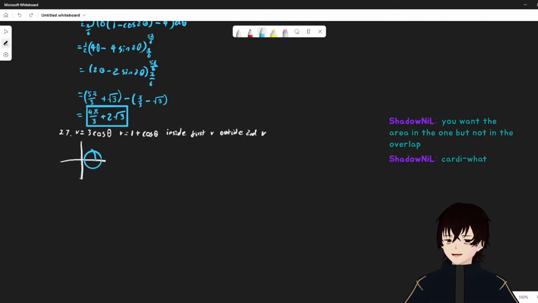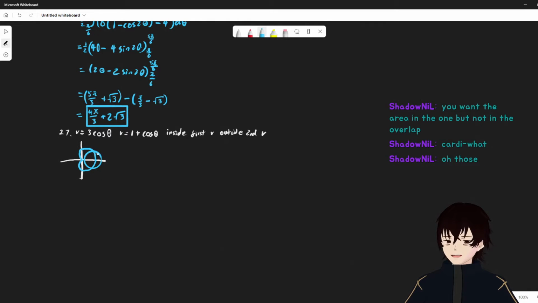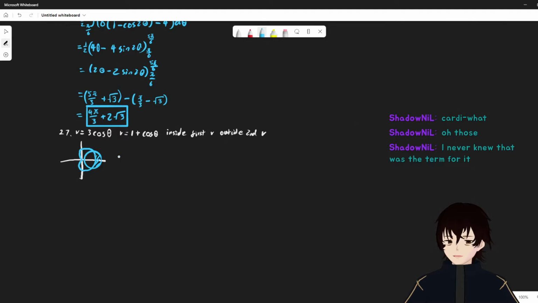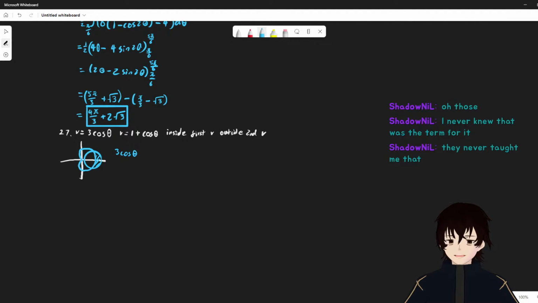I hate my drawing. I can never do anything artistic. So we want the area over here. Now then, where these two intersect, 3 cosine theta is equal to 1 plus cosine theta.